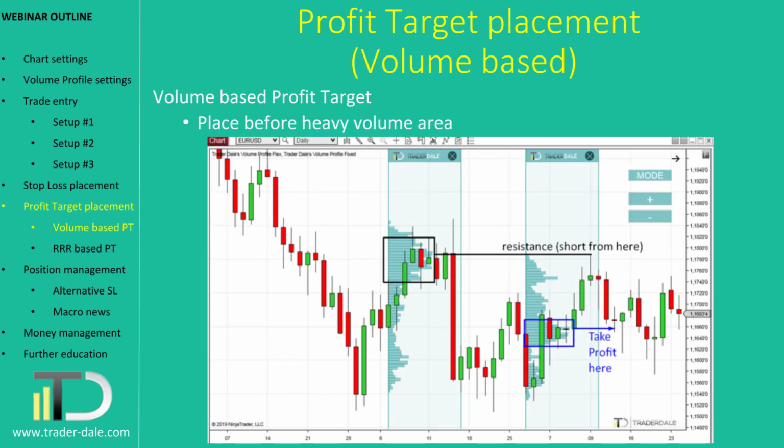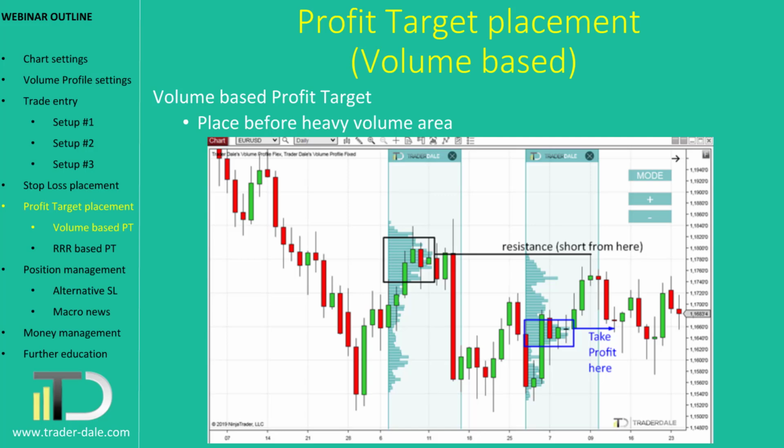Another thing I want to cover is how to use volume profile to determine the best place for your take profit. In this case, we will use the same logic as before, which is that heavy volume areas are strong support and resistance zones. So imagine that you are in a profitable trade, which is running nicely in the direction which you desire. Then the best place to take profit is before the trade hits a heavy volume area, because as we said, a heavy volume area is a strong support or resistance zone.